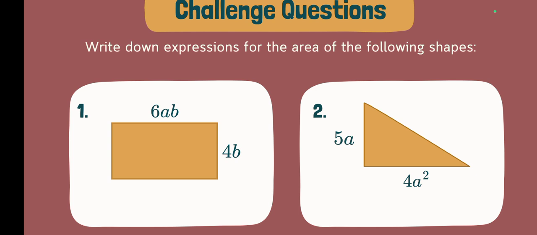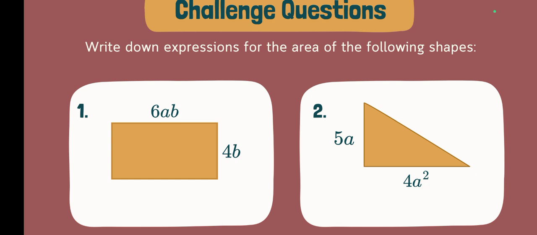Now we know that the area of a rectangle is L into B, that is length into breadth. Here in place of length we have 6ab and in place of breadth we have 4b. So you will multiply 6ab into 4b. Since we studied earlier that you first multiply the constant terms, 6 into 4, 6 4s are 24, and a, and since there are two b's, we write it as b square. So 24ab square.